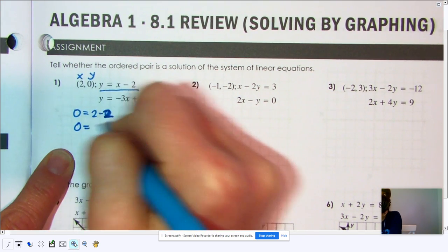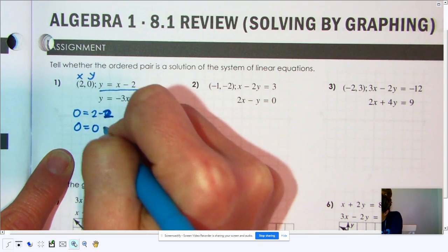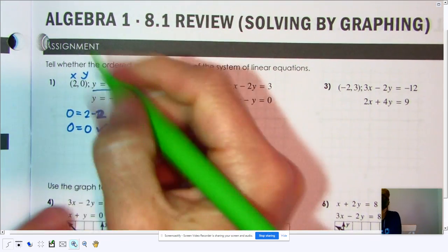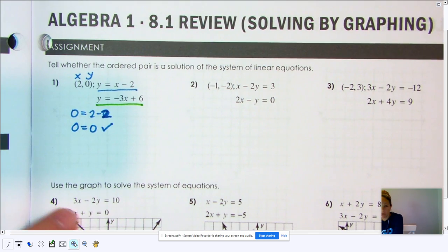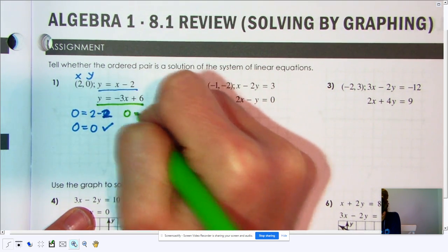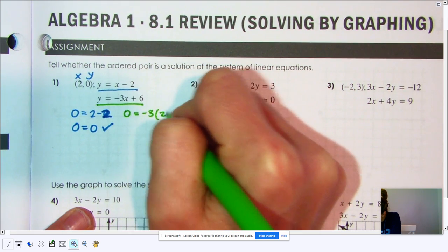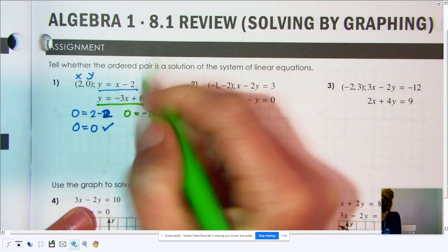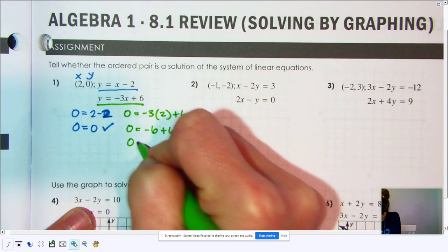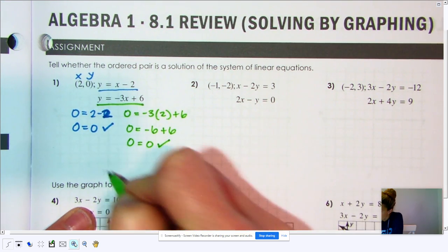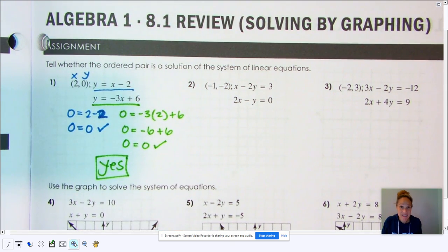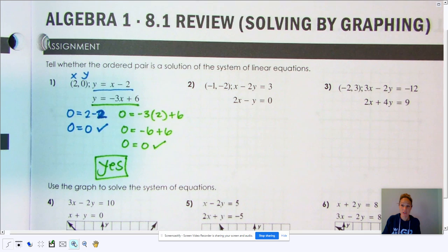So 0 equals 2 minus 2, which is 0. So that is true. Now I'm going to plug into the other equation. It has to work for both equations. Okay, so I know y is equal to 0. Negative 3 times x plus 6. So I know 0 is equal to negative 6 plus 6. Well, 0 equals 0, so that's true. So yes, this is a solution to the system of linear equations.